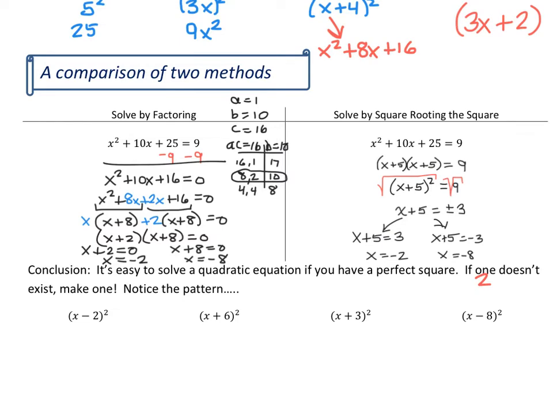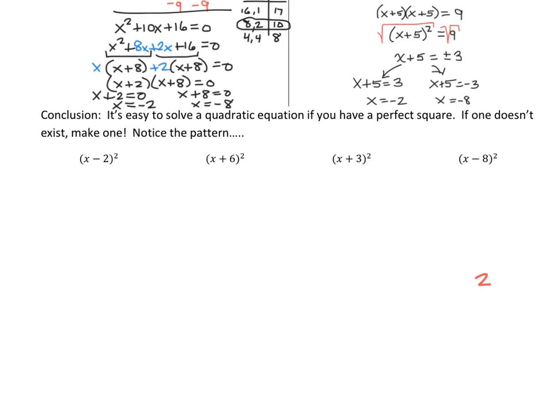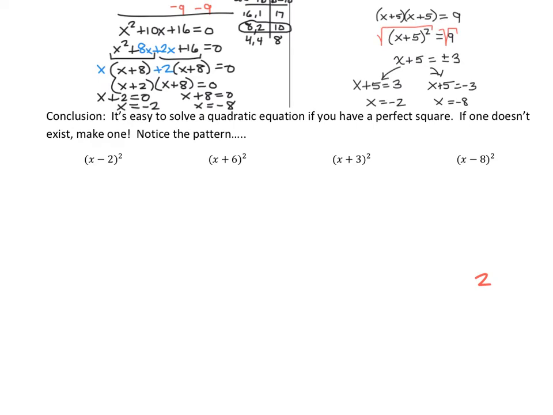In the end, I think it's a matter of preference, and you should always solve using the technique or the method that you think is easiest or that you feel most comfortable with. However, some quadratic equations cannot be factored. And so we are going to need to learn the completing the square method for those cases. All right, so going forward, I'm going to focus on how to create a perfect square where one doesn't exist.